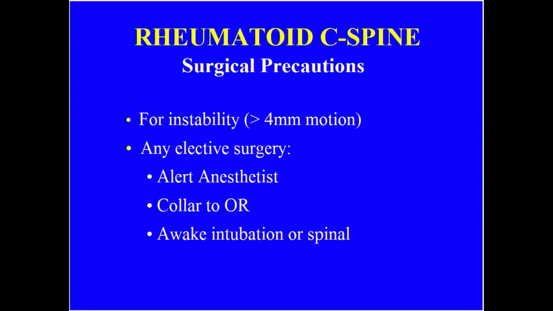You should send the patient down to the operating room with the collar on, because your verbal warnings might not have taken hold, but hopefully the anesthesiologist will say, gee, what's this collar doing on here? And ideally, you either want to do an awake intubation if the patient needs to be put to sleep, or do some sort of regional or spinal block if possible.